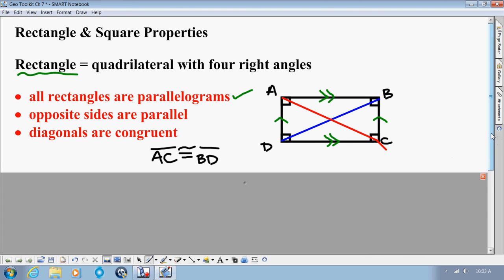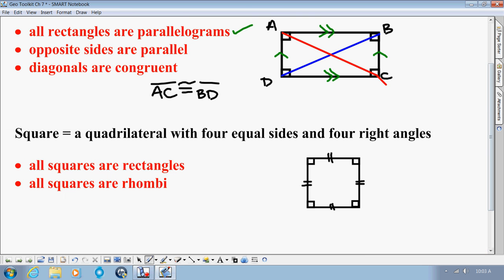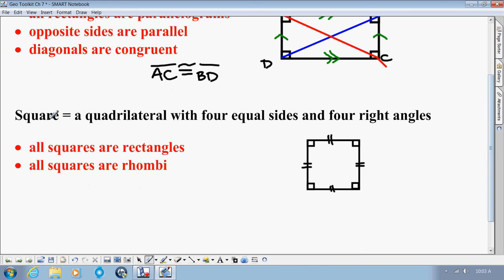The other half of your paper is going to be about squares. So what is a square? Well, it's a quadrilateral with 4 equal sides and also 4 right angles. So here's the picture. Here's our 4 right angles. Here's our 4 equal sides. That's a square. Next up, all squares are rectangles. So everything that's true about a rectangle, and remember also rectangles are parallelograms, would also be true for squares.